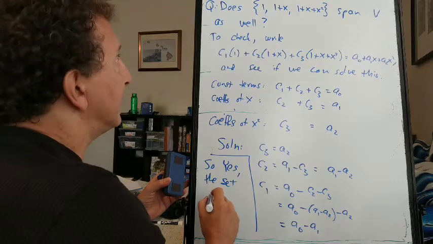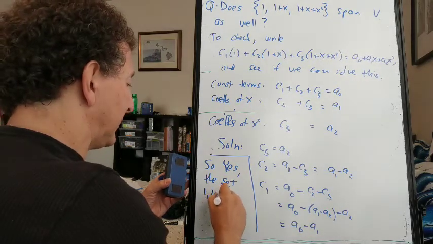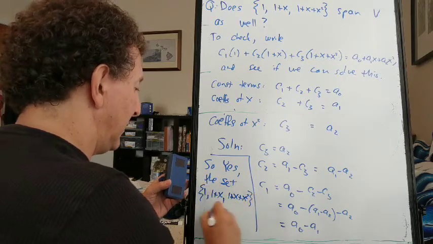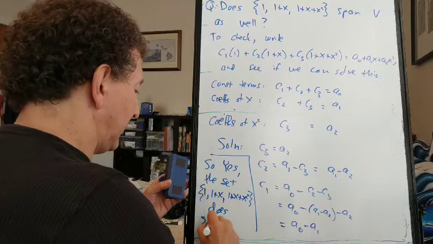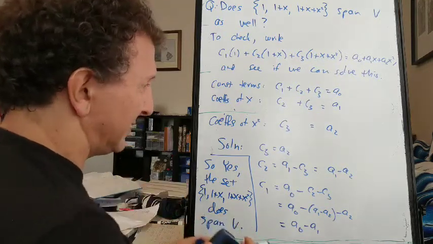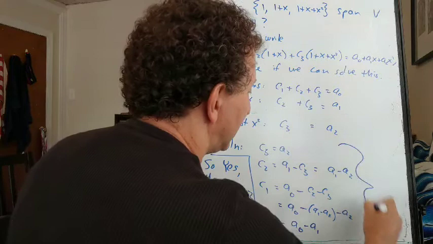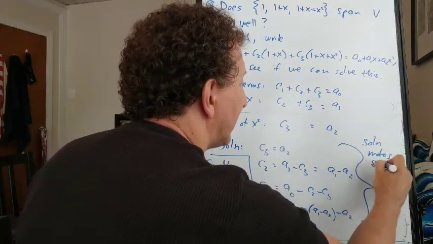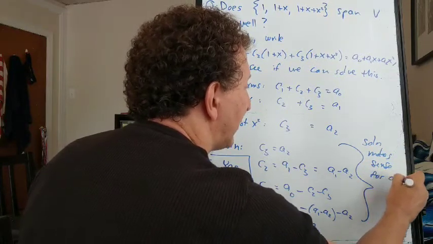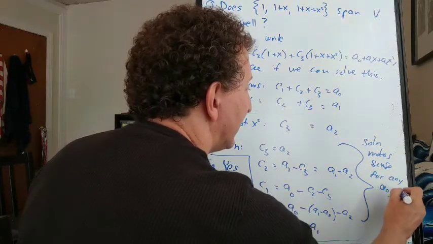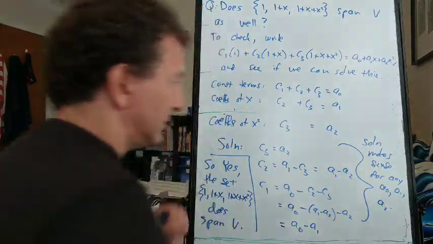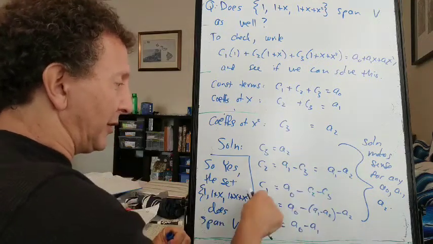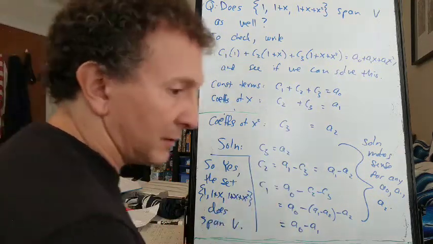So yes, the set 1, 1 plus x, 1 plus x squared does span V, because the solution makes sense for any A0, A1, and A2. We can plug in any numbers, A0, A1, A2, and get perfectly good expressions for C1, C2, and C3.